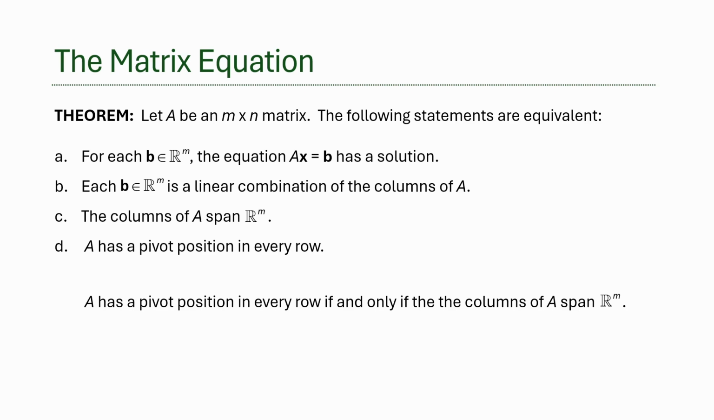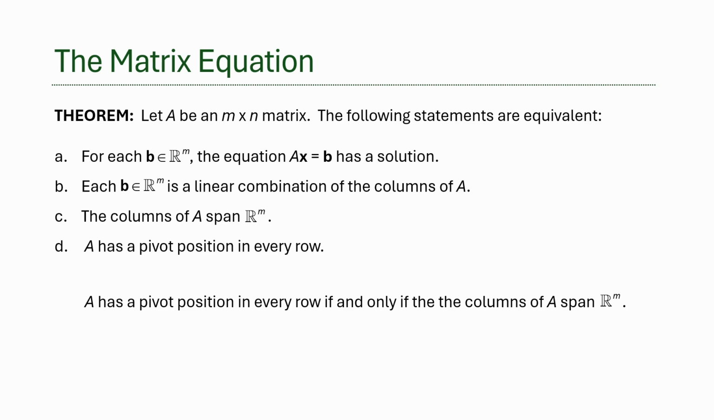Okay, so maybe you haven't seen this biconditional before. What does that mean? Well, it means we can read this both ways. It means if the columns of A span Rm, then A has a pivot position in every row. And if A has a pivot position in every row, then the columns of A span Rm. So it's really like getting two theorems for one, because remember, with a regular conditional theorem, you can't read it backwards like that.